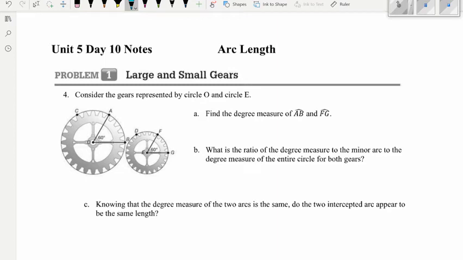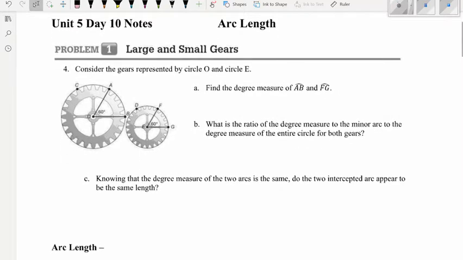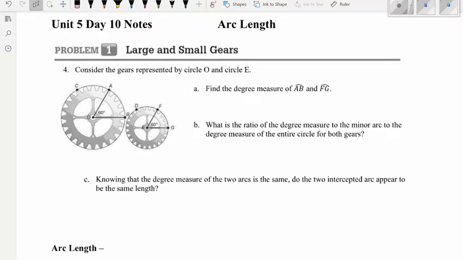Today we're going to talk about arc lengths. So let's look at this first problem with the large and the small gears. Consider the gears represented by circle O and circle E. Find the degree measure of arc AB and FG.